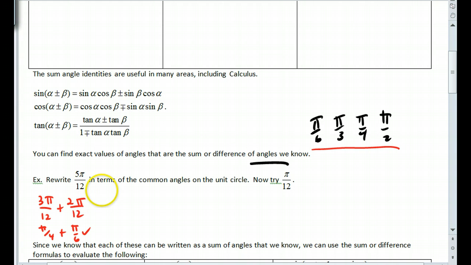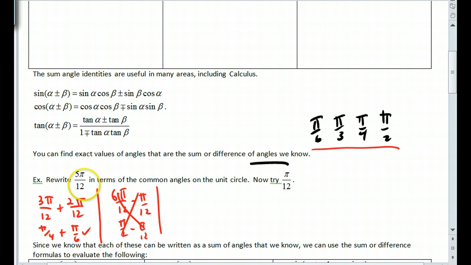Oh, interesting. Okay. Is there another way to write this? Well, how about 6 pi over 12? And what do I have to do to get 5? I've got to subtract and get pi over 12. This is pi over 2, that's one of my nicey nice. Minus pi over 12. That's one of my... Oh, that isn't one of my nicey nice. So I can't take these two and put them together quite like that. That does not help me at all.